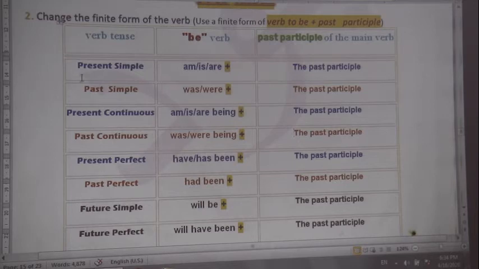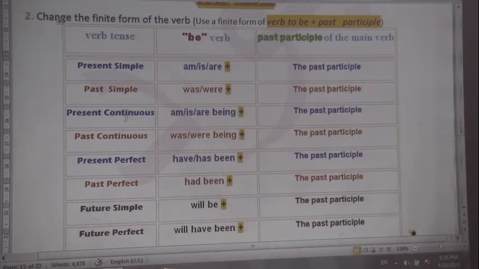For example, if the sentence in the active voice is in the present simple, in this case we need a finite form of verb to be. And what is the finite form of verb to be in the present simple? It is am, is, are, and don't forget to always use the main verb of the active sentence in the third form, namely the past participle. Now what about past simple? In this case we need verb to be in the past simple, and that will be was or were, and of course the third form of the main verb.